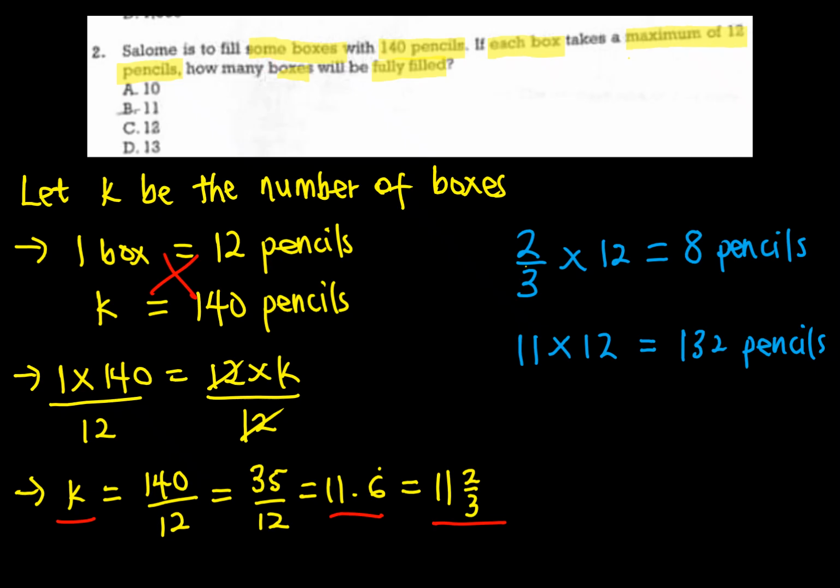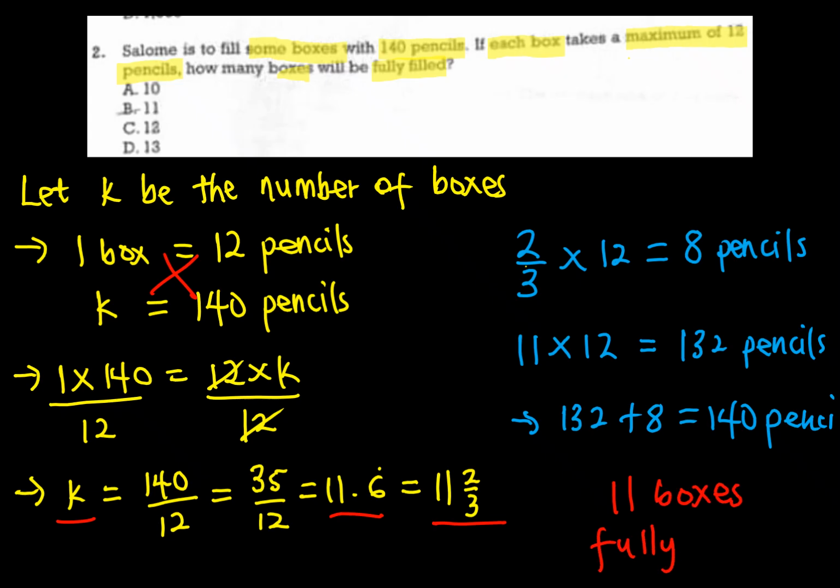You get it? So this means that the total number of pencils is going to be 132 plus 8, which is 140 pencils. So therefore, 11 boxes can be fully filled.